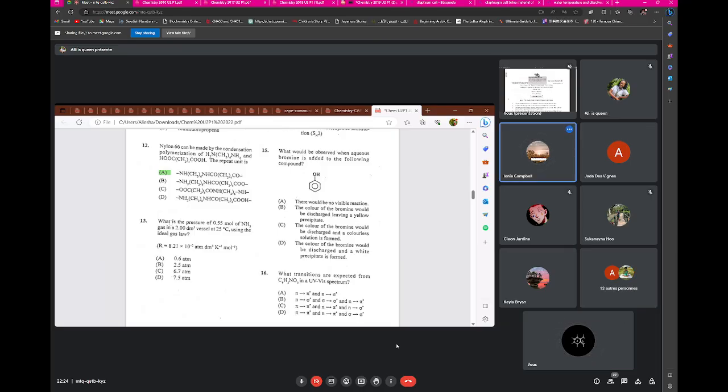C. Everybody else got C. Alright, C is the answer. I don't think it's supposed to be on the paper, but it's really simple.